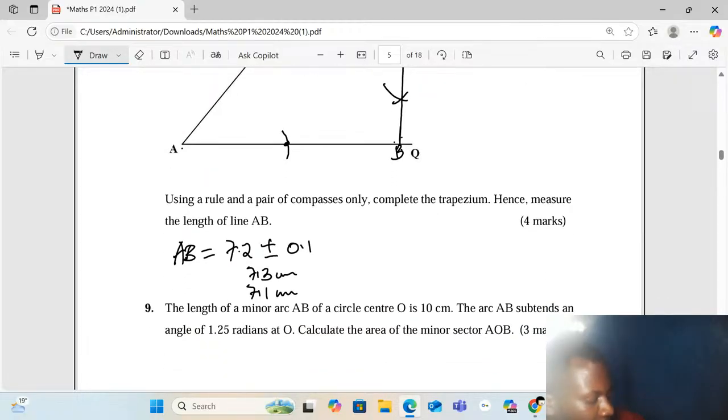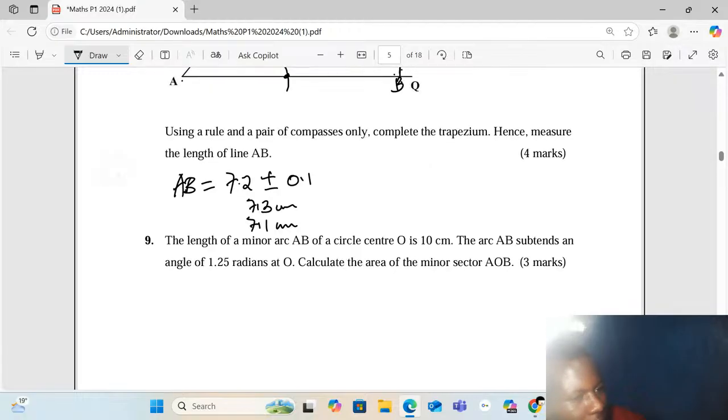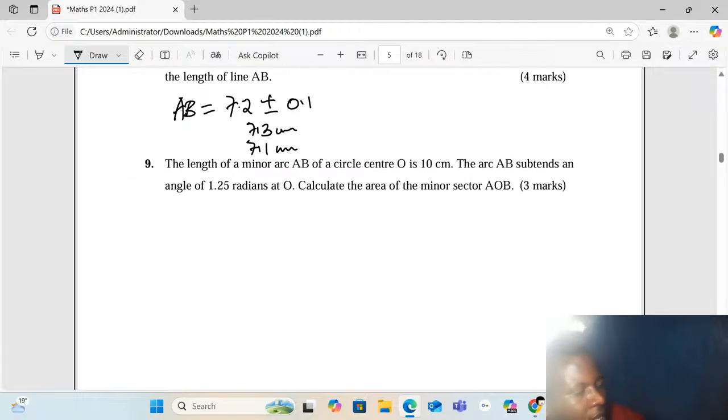We can move to question number 9. The length of a minor arc AB of a circle center O is 10 centimeters. The arc subtends an angle of 1.25 radians at O. Calculate the area of the minor sector AOB.